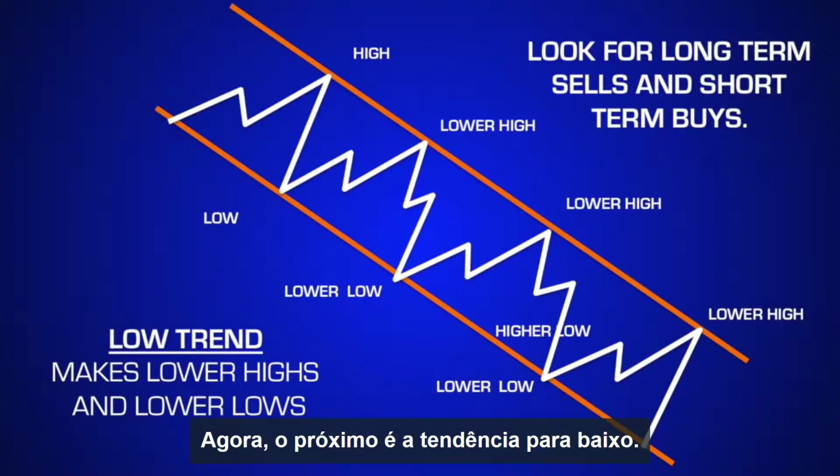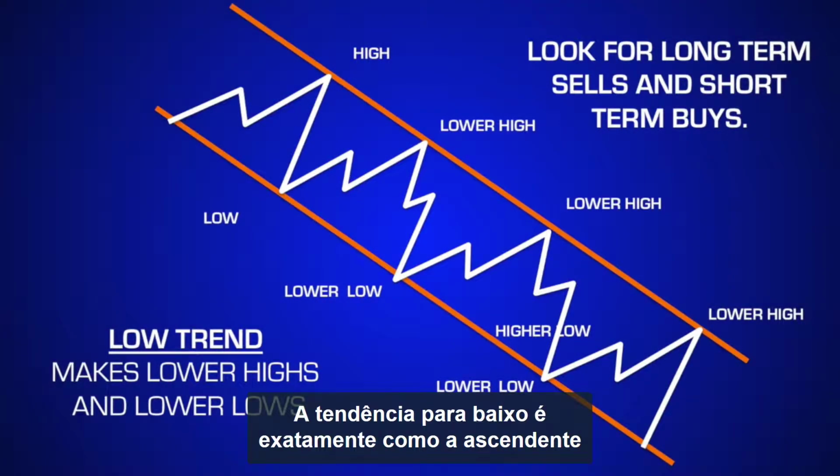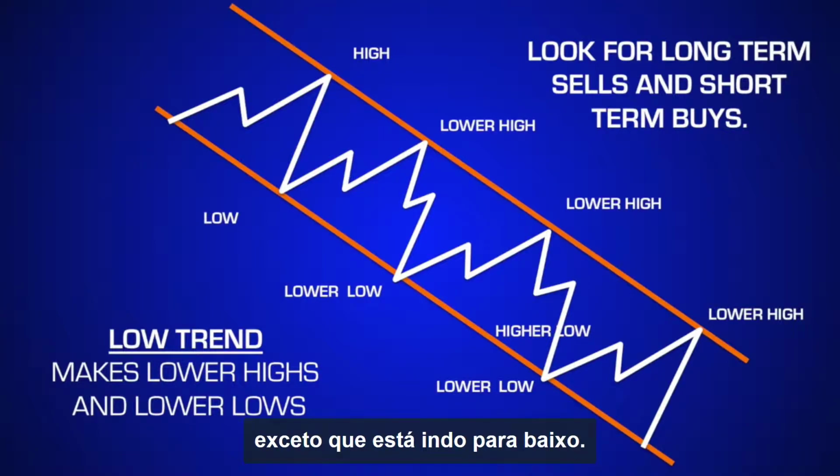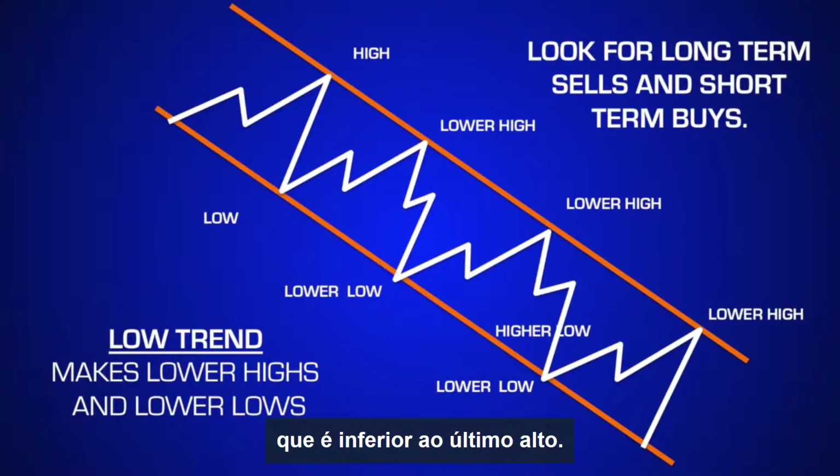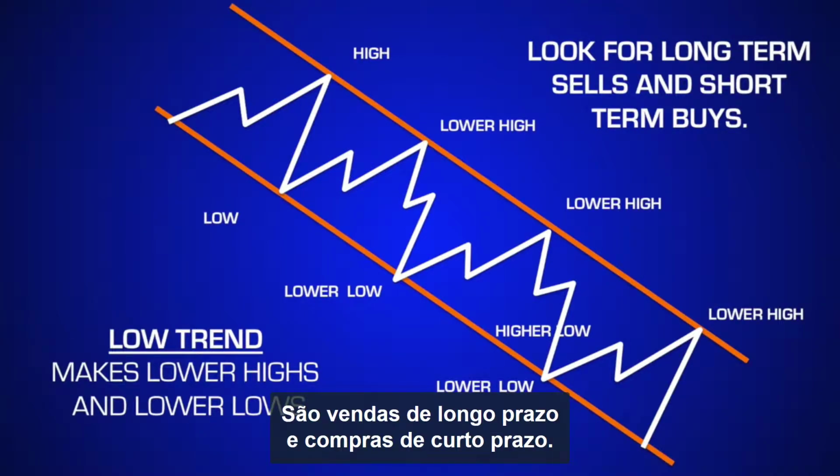Now the next one is the downtrend. The downtrend is just like the uptrend except it's going down. It's making lower highs and lower lows. So you can see one high is lower than the last high, which is lower than the last high. You get the idea. So what you want to be looking for is long-term sells and short-term buys.